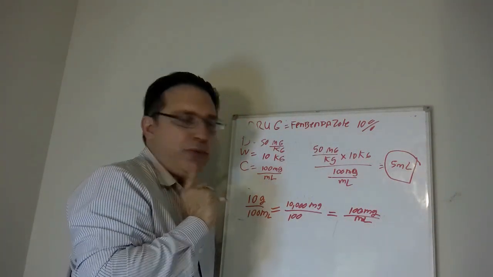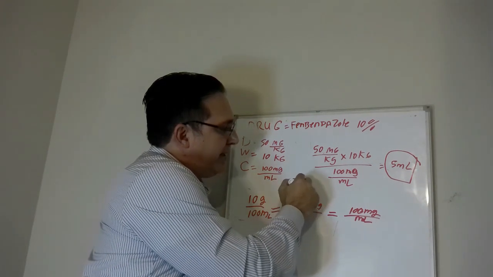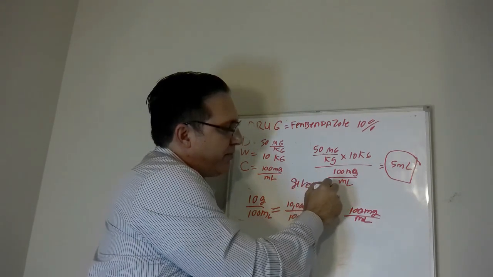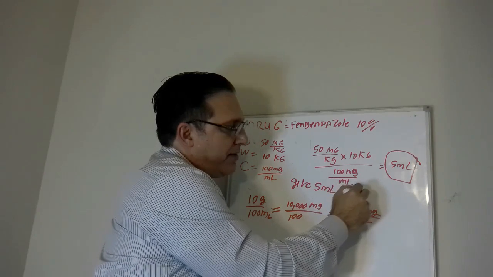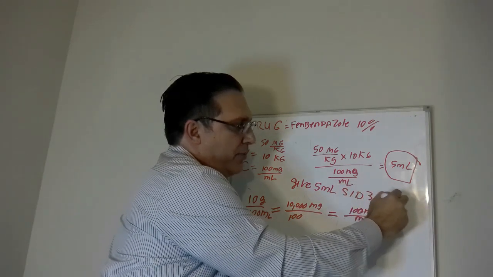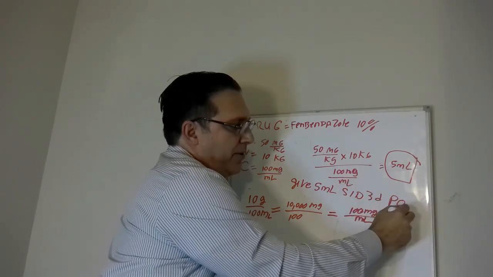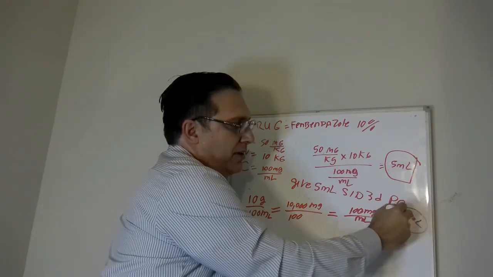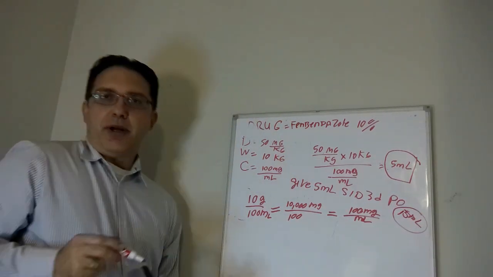So this one you would write out like this. Give 5 mLs SID 3 days per ounce. And then it will be 15 mLs. You would dispense 15 mLs.